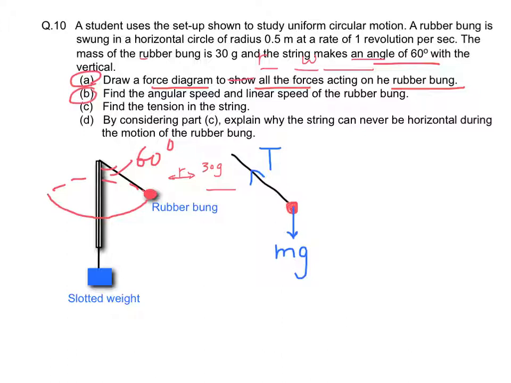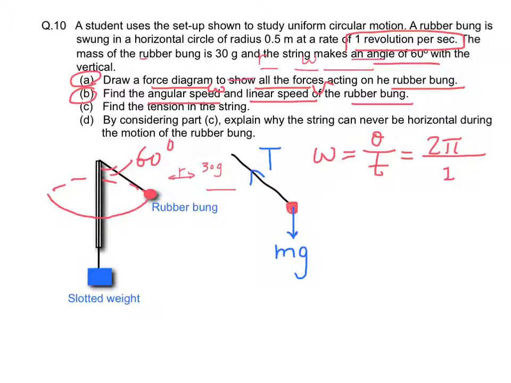Part B. Find the angular speed omega and the linear speed v of the rubber bug. Angular speed omega is equal to angular displacement per unit time, which is theta over t. From the information given, in 1 second the rubber bug rotates 1 revolution, which is equal to 2 pi radian. Therefore, the angular speed is equal to 2 pi radian per second.